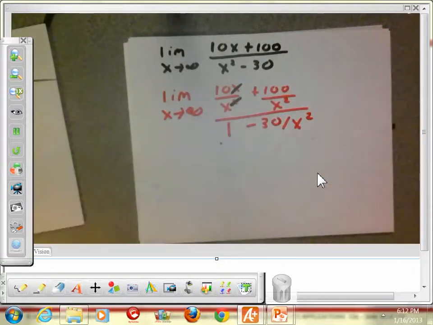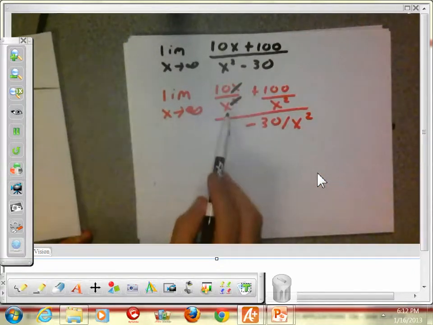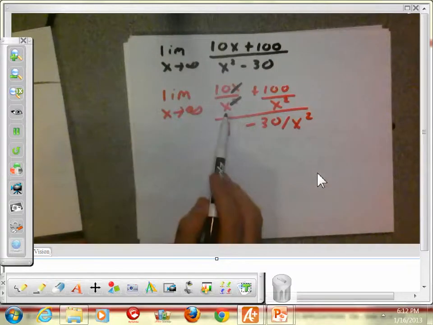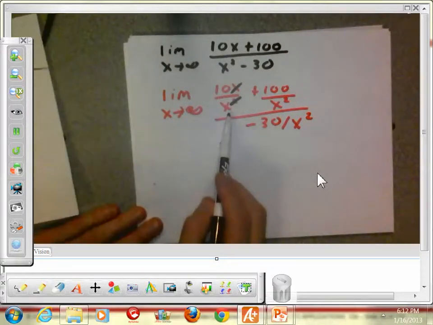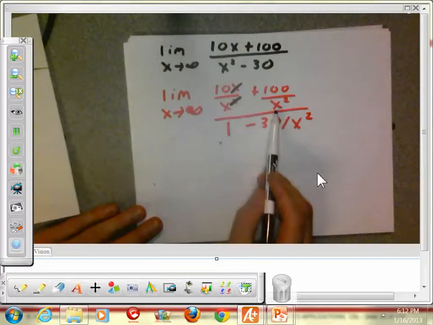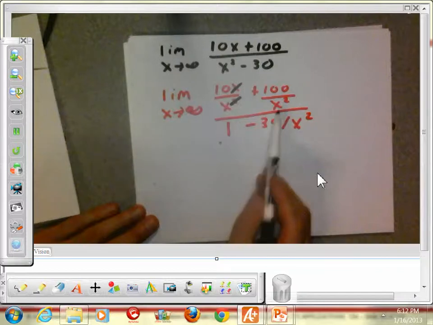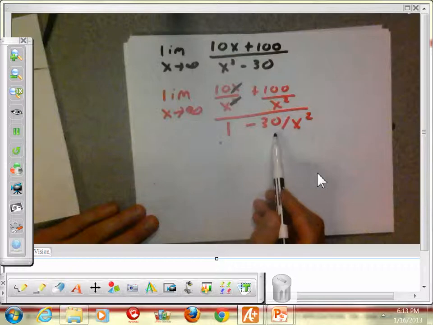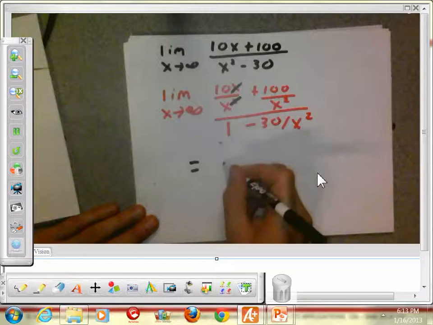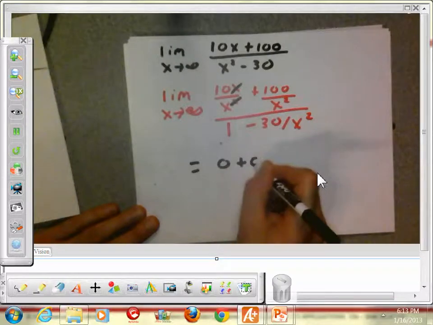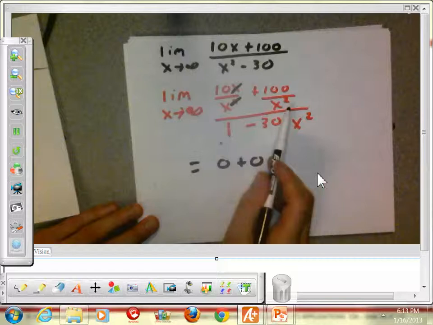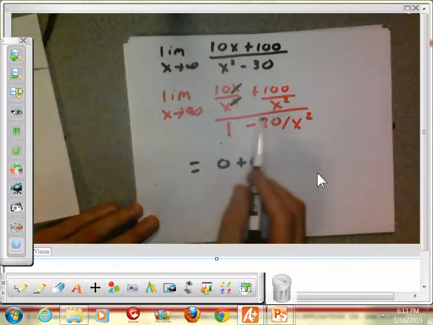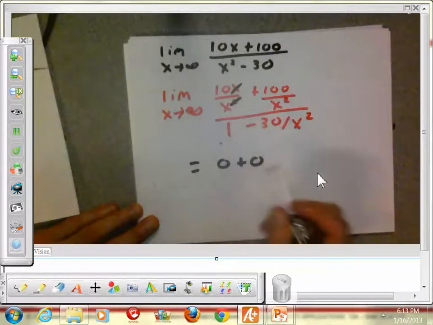Now, as I let x go to infinity, what is 10 over x going to? 0. So this term is going to 0. As I let x go to infinity, what is 100 over x squared going to? 0. 1 is just 1. As x squared goes to infinity, what is 30 over x squared going to? 0. So this is going to equal 0 plus 0, because remember, I can split limits over addition, division, and subtraction. So this is going to be 0 plus 0 divided by 1 minus 0.